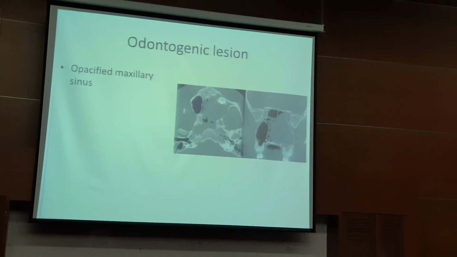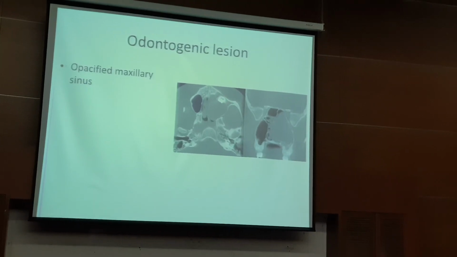Odontogenic lesion. If you see an opacified frontal sinus or opacified maxillary sinus, always determine where it is from. Whether it's purely coming from the maxillary sinus, or can it be from the apex of the tooth, right? How do we tell? Can you see here there is what I call a double wall? Don't quote me on that.